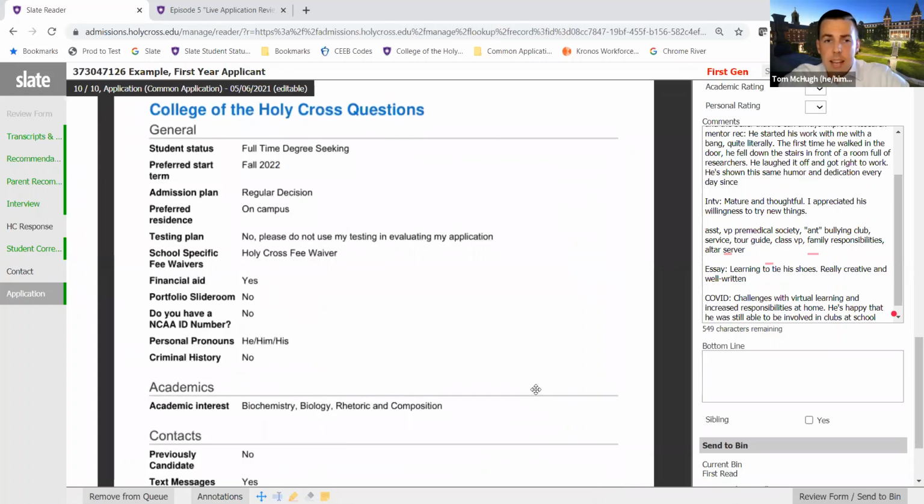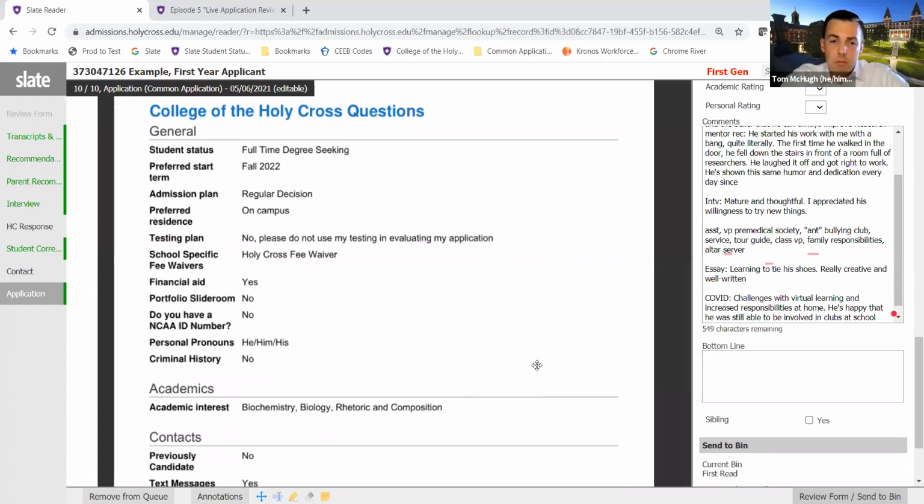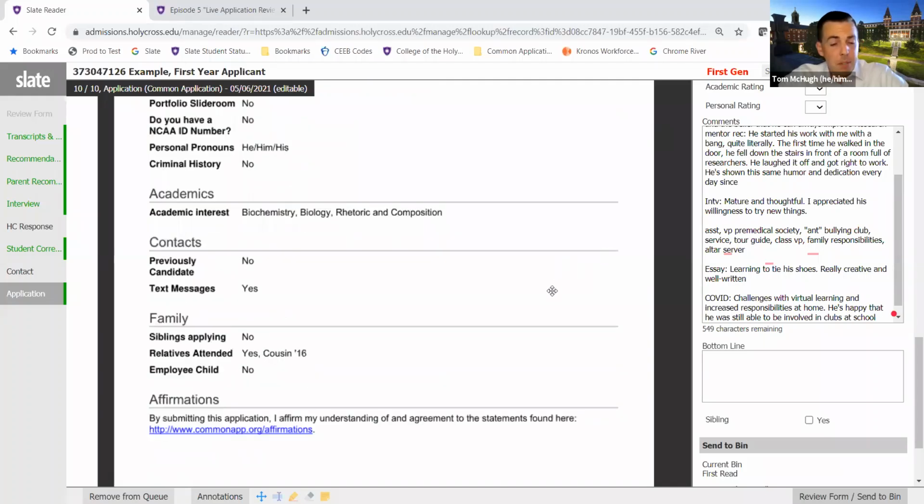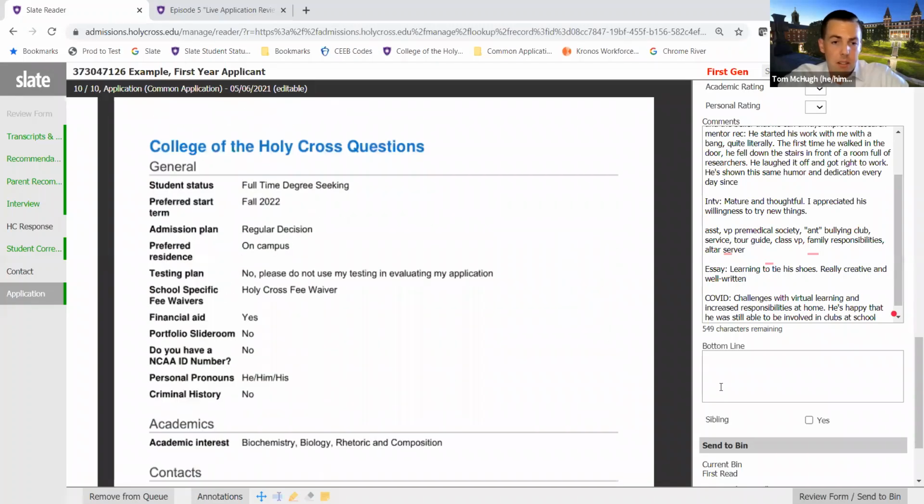And then this last page just has some final information. Students select majors at Holy Cross, so every student is entering undeclared, but this is a piece of curiosity that sometimes we'll say, I wonder what this student is interested in studying. So the three main interests here are biochem, biology, and rhetoric and composition. Students are able to select up to three academic interests and communicate that to us. And this is something that I don't think we had seen elsewhere in the application, that their cousin was an attendee or a grad of Holy Cross. So that's something that we might note in the application.